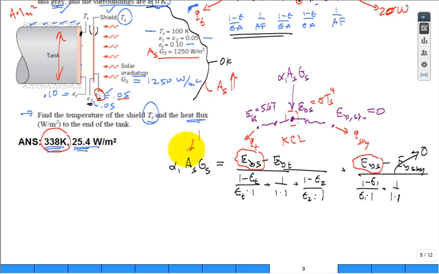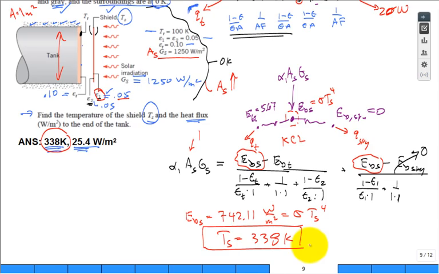Okay, well, at that point, you calculate EB, and EB of the shield comes in at 742.11. It has funny units. It's watts per meter squared, and it's equal to sigma temperature of the shield to the 4th, and hence you get the temperature of the shield to be 338 Kelvin.